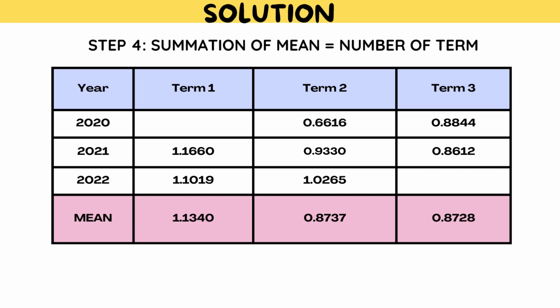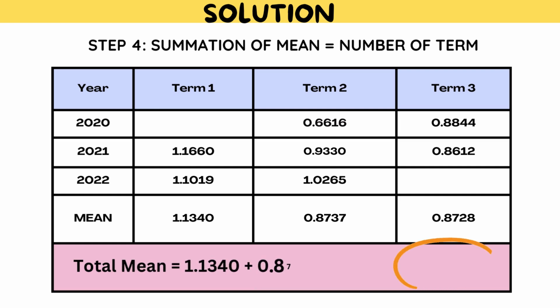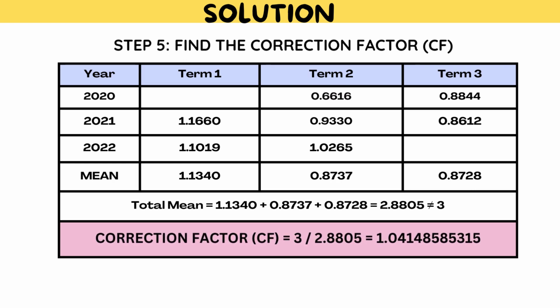Okay class, are you ready? Stand by your calculator please. Sum up all the three means: 1.1340 plus 0.8730 plus 0.8728. The answer is 2.8805. Uh-oh, the answer is not equal to the number of terms. So, what should we do, class? Yes, correct. We have to find the value of the correction factor. So, how many terms? 3. 3 divided by our total mean, which is 2.8805, and the answer is 1.0415.